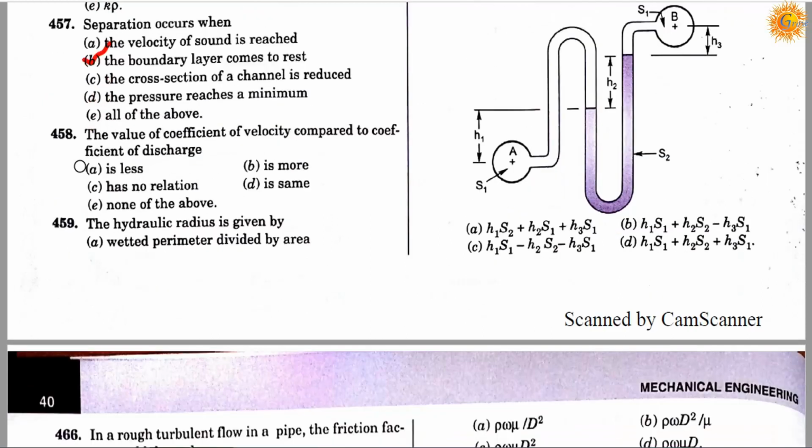Question number 458. The value of coefficient of velocity compared to coefficient of discharge: option A is less, option B is more, option C has no relation, option D is the same, option E is none of the above. So correct answer is B, it will be more.